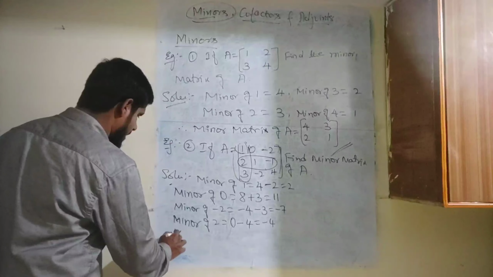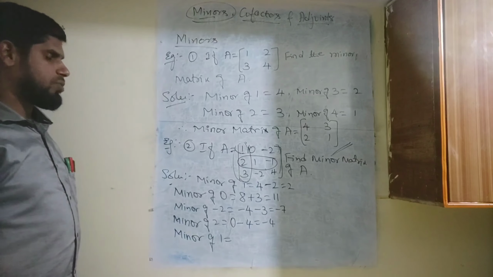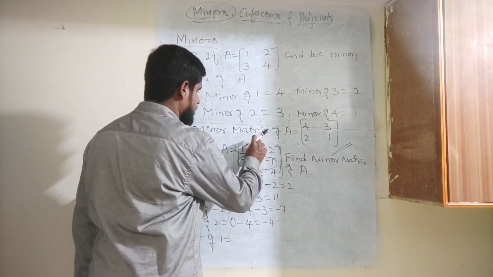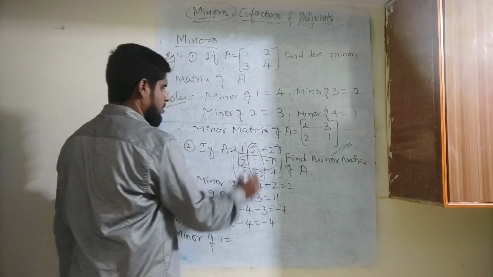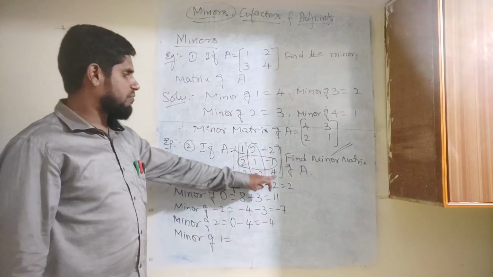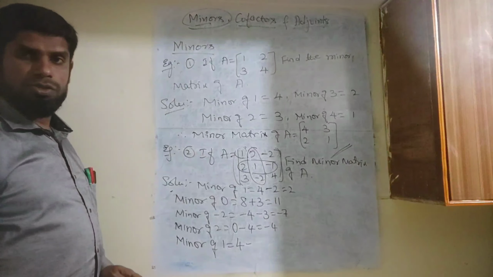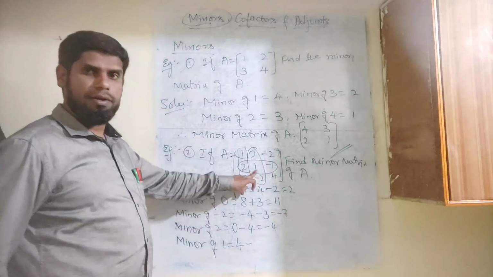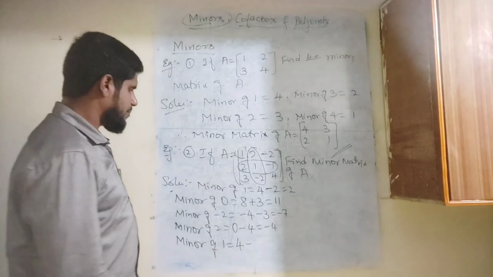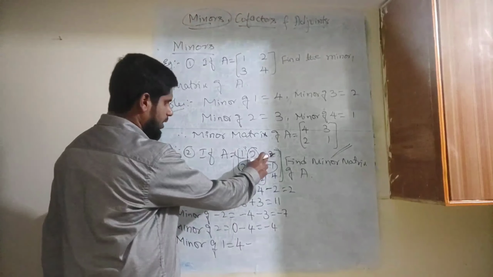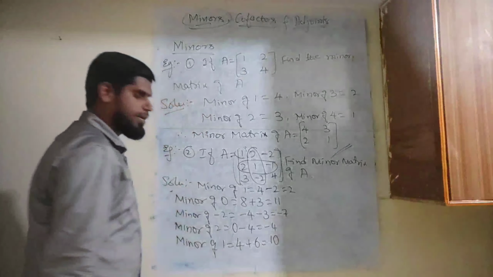Next, minor of 1. Here for the minor of 1, we should eliminate the second row and second column. So what do we get? The minor of 1 is 1 into 4, it is 4, minus 3 into −2 is −6, minus into minus it is plus 6, so it's 10.